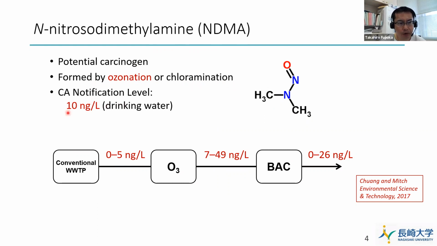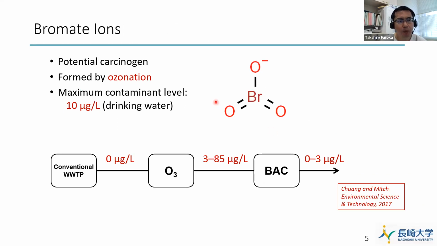The notification level in California is 10 nanograms per liter. So this is a chemical. If you see how much formation we have, after the ozonation, the concentration really increases significantly. And BAC can remove part of that, but it still could be higher than the notification level. Advanced oxidation process can also almost eliminate the NDMA, but the AOP is going to be really the single barrier for potable reuse now. The other one is the bromate ions.